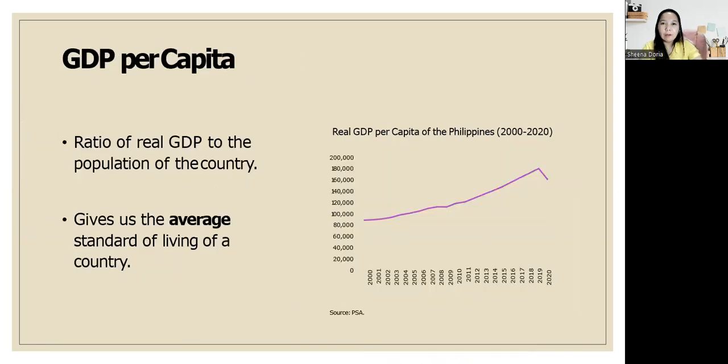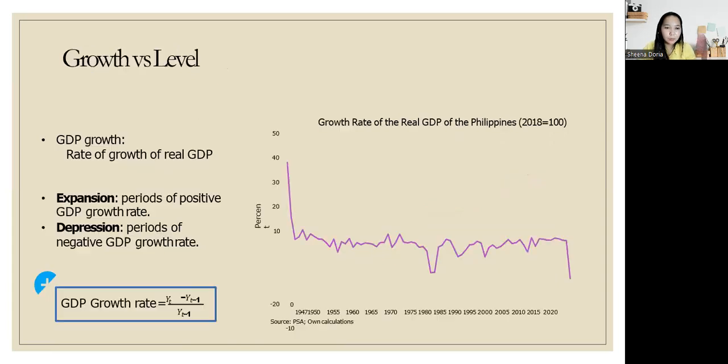So, yung tinatawag naman natin GDP per capita, class, is the ratio of real GDP to the population of the country. And gives us the average standard of living of a country. So, GDP per capita, GDP over the total population. So, tinitingnan natin yung standard of living per person, di ba? Kaya siya per capita. Okay.